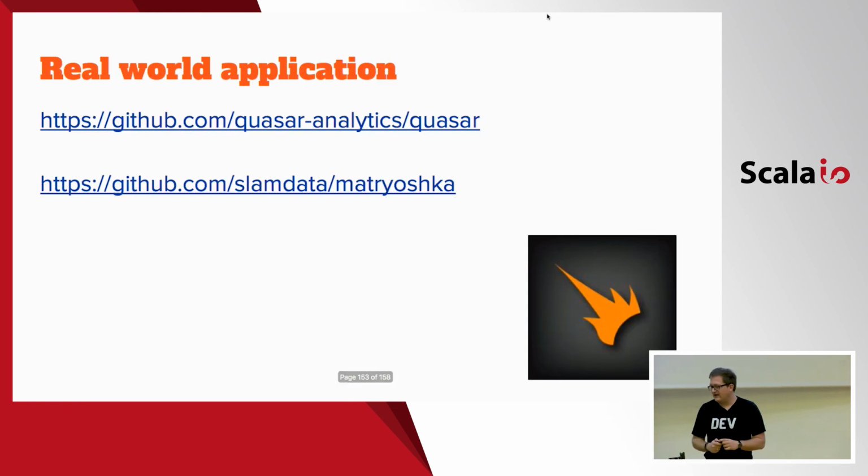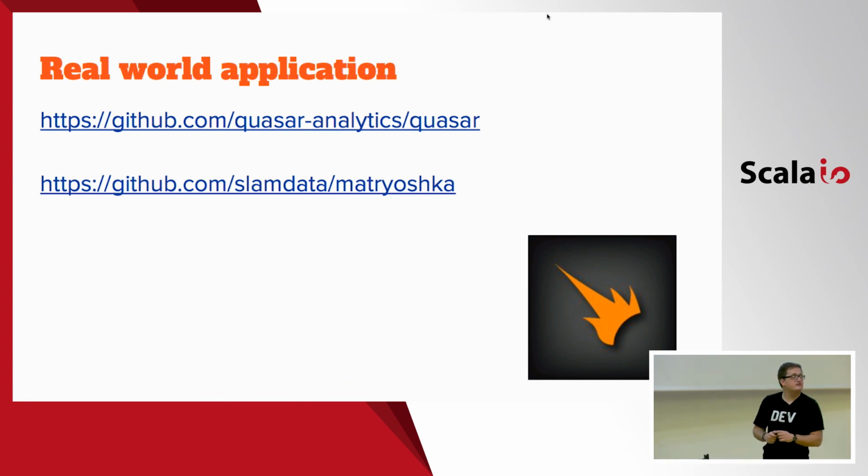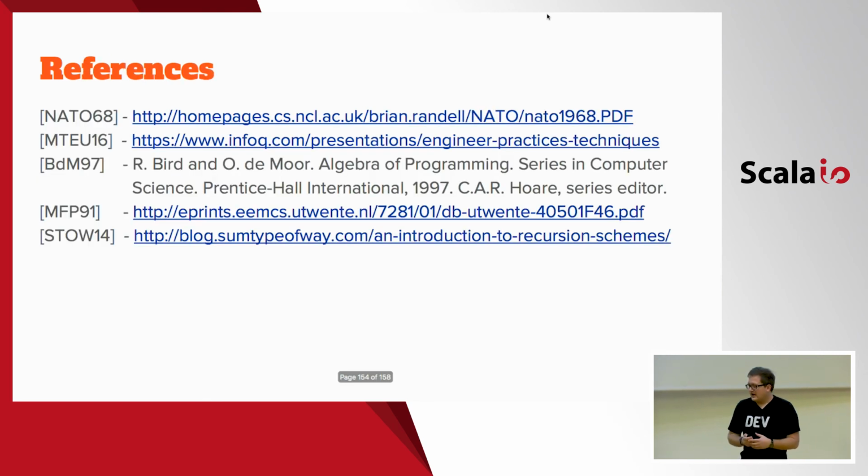I think that's all I have. Matryoshka is stored under this GitHub repository at SlamData. If you want to play around with whatever recursion schemes you may think of, Quasar is the project that I'm working on, and we use recursion schemes extensively. If you want to see the dragons and goblins and all the nightmares, that's the place to go. And it's open source, so you can also study the code base.